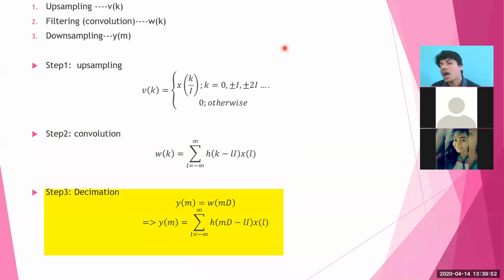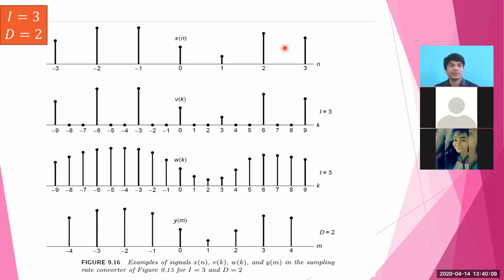And finally, I'm using decimation. And we know that when you use decimation, we write y of m equals the signal of m times the decimation factor D. And these expressions, you just go through them, you will understand.